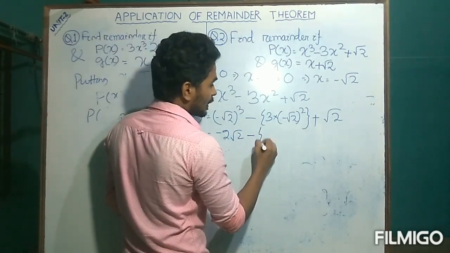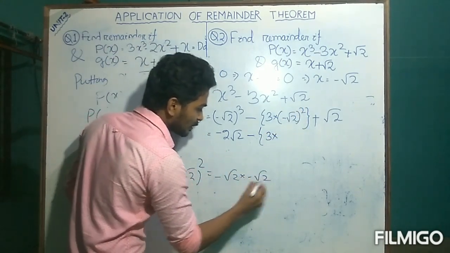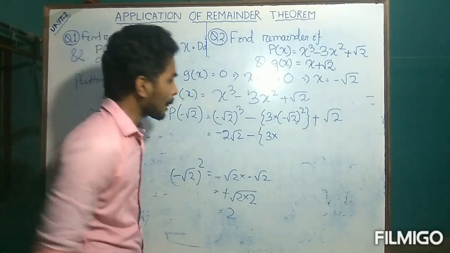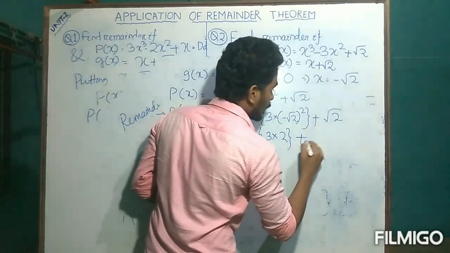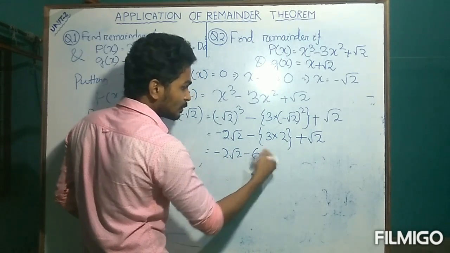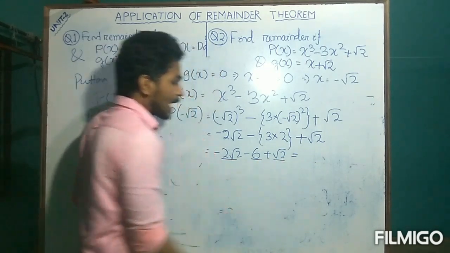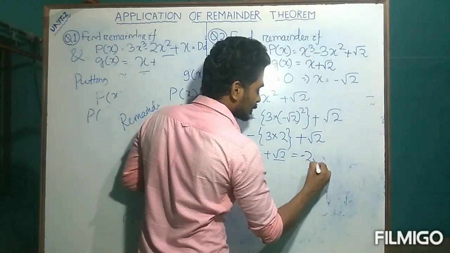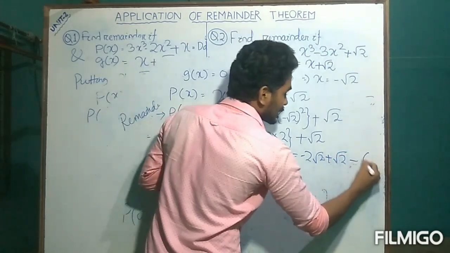Then minus here 3 whole into minus root 2 square is minus root 2 into minus root 2, minus minus plus, 2 into 2, it will be 2. So 3 into 2, then plus root 2. Right? Minus 2 root 2 minus 3 into 2, 6, plus root 2. Now we have 3 terms here. Out of the 3 terms, the 2 terms are irrational, so make them closer. Minus 2 root 2, then plus root 2, then minus 6.